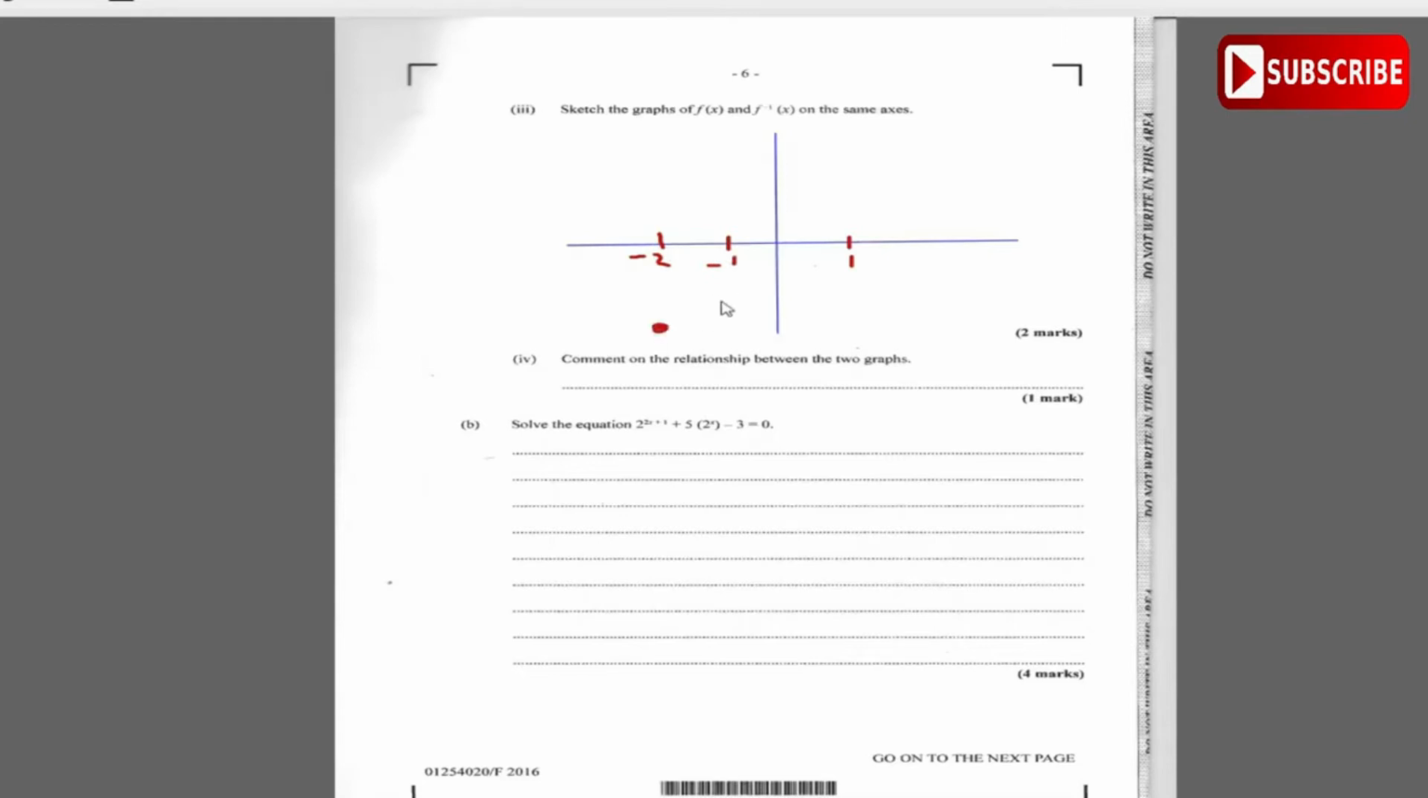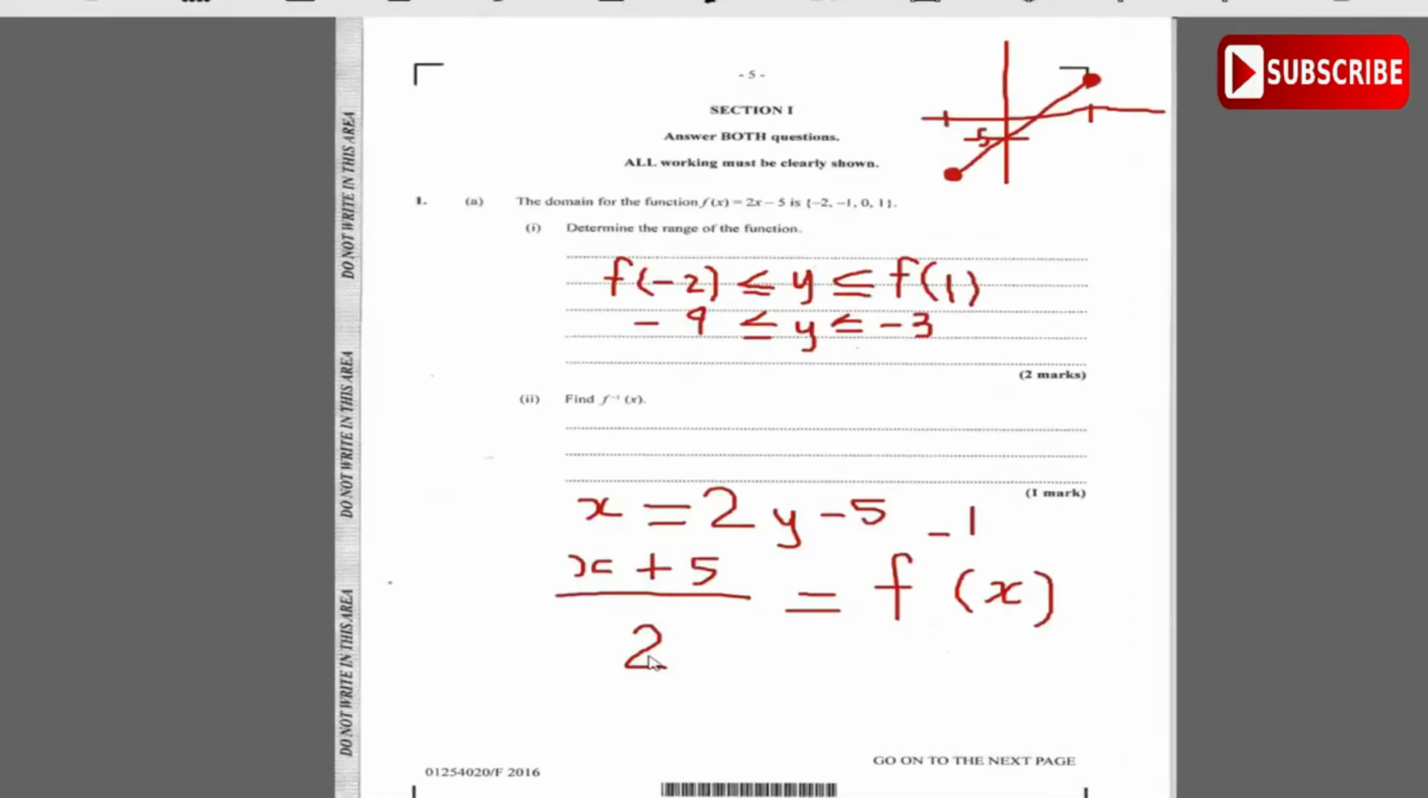I know f of negative 1 is going to be negative 7. It cuts the y-axis at -5. So this is -5. And then f of 1 is -3, maybe -3 somewhere here. So this straight line represents f of x. That's f of x. Now we want f inverse of x. F inverse of x, look back at it. F inverse of x is x plus 5 over 2. So it cuts the y-axis at 5/2, and it has a positive gradient of 1/2.